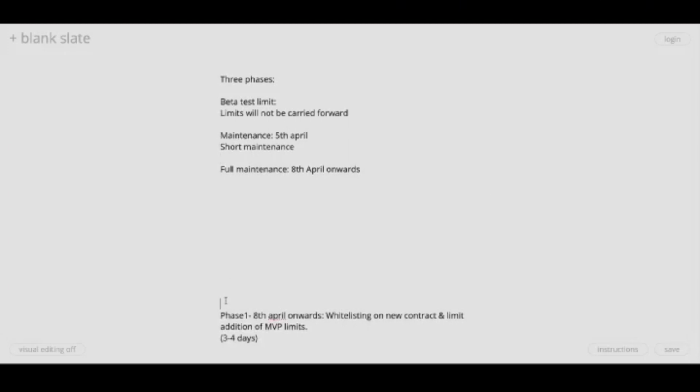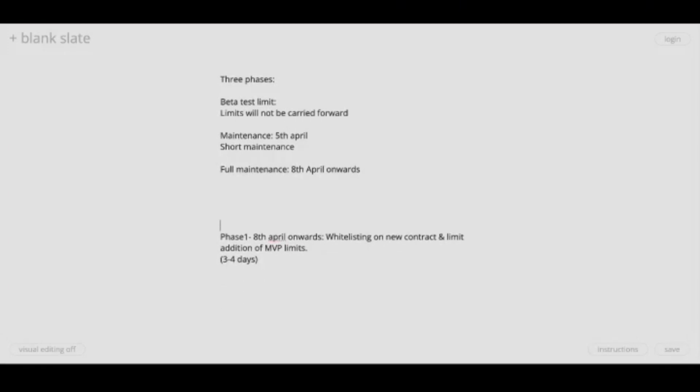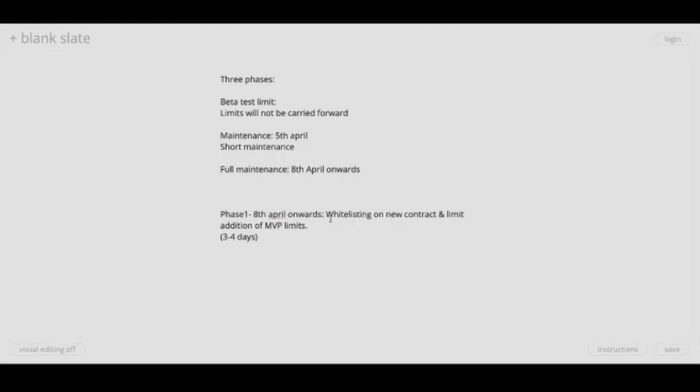So phase 1, April 8 onwards. From this phase onwards, the new smart contract on which the MVP will run, the whitelisting and limit addition will take place, and this process will take 3 to 4 working days. So you will see your wallet has got the MVP limit.